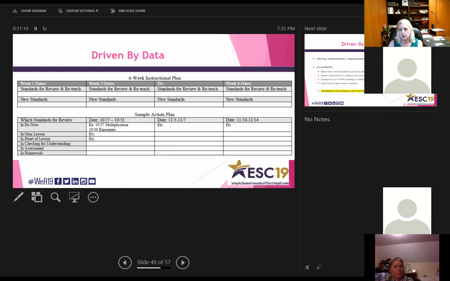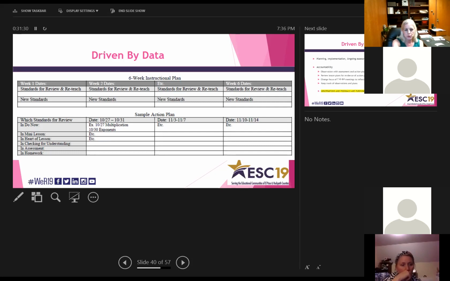This is an example of how you do that for a 6-week instructional plan. Very simple. So what are the standards I need to review and reteach? But I can't forget I've got new stuff to do too, so I can't let that go. So you're constantly doing this cycle across 6 weeks.